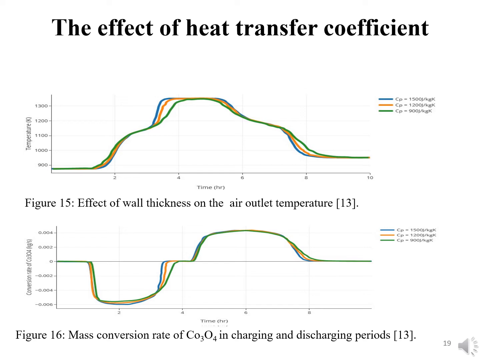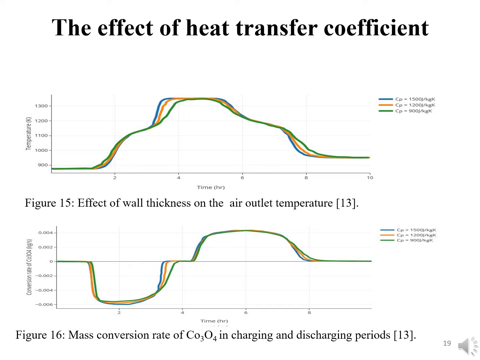Moving further ahead, the next slide is about the effect of heat transfer coefficient. Another consideration about the heat storage system is the volume. It is better to have a higher heat transfer coefficient to make the storage volume smaller. Figure 1 demonstrates the outlet air temperature with a different heat transfer coefficient and conversion rate of cobalt oxide. Both the figures have specific heat 900, 1200 and 1500 joule per kg Kelvin.